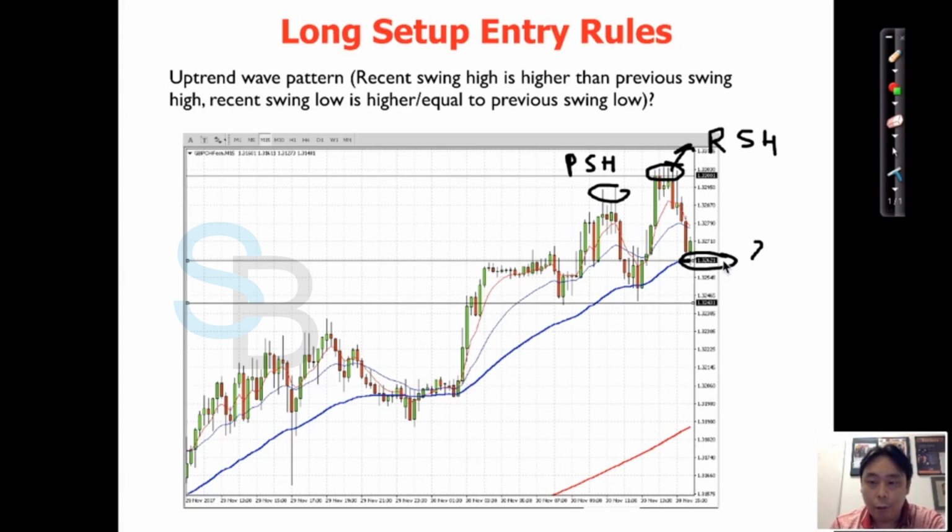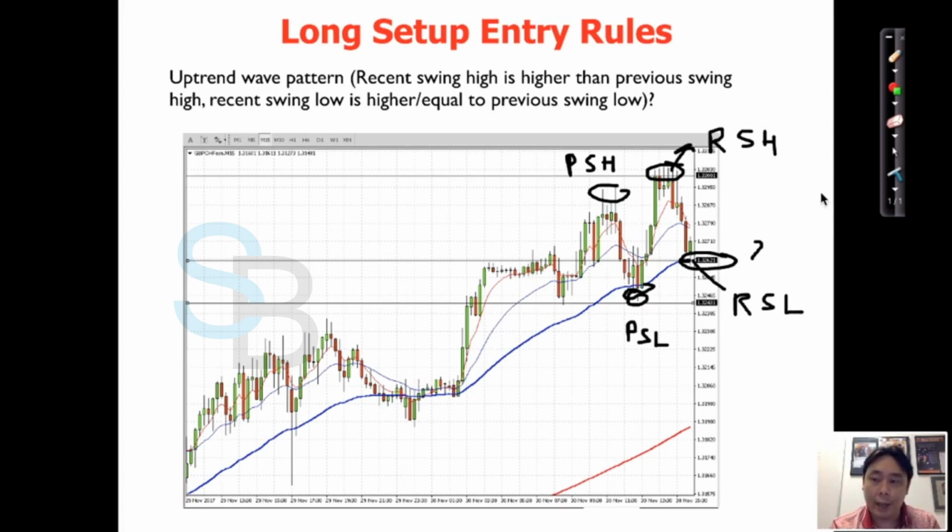This recent swing low, which happens to be our buy point at the 50 moving average, must be higher or equal to the previous swing low. So where's the previous swing low? It's here. This is the previous swing low. Okay, so is this higher than this? Yes. So higher highs, higher lows, yes. It's an uptrend wave pattern. It matches the strategy.